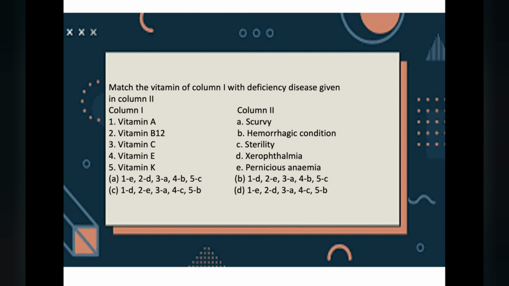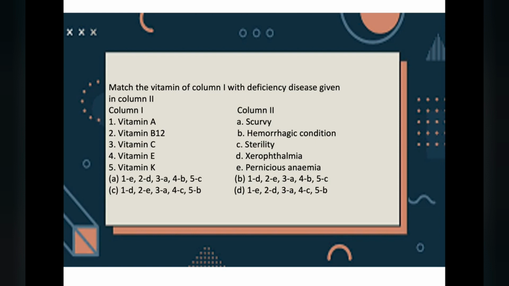Then pernicious anemia. What is pernicious anemia? It is also known as Addison's anemia, and it results in a decrease in red blood cells when the body cannot absorb enough vitamin B12. Here we have four options. What will be the correct option? The correct option will be C. That is 1 vitamin A, it is xerophthalmia. The deficiency of vitamin A causes xerophthalmia.